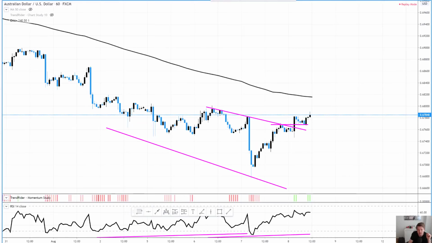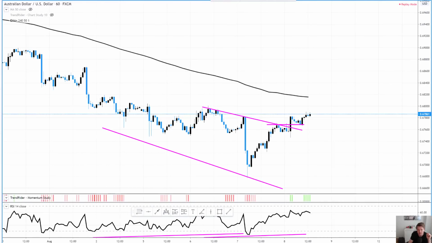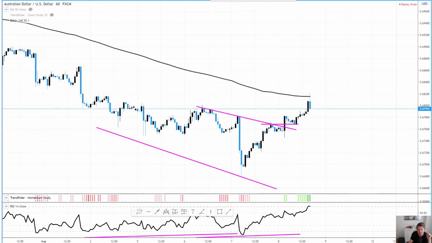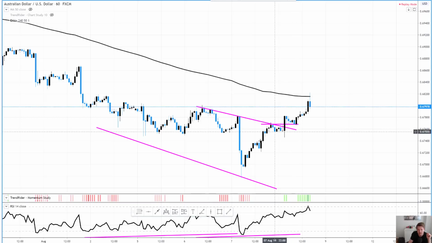Now let's see, can we move it back into the moving average? You can see this is what happens afterwards. A very nice, quick, easy in and out.